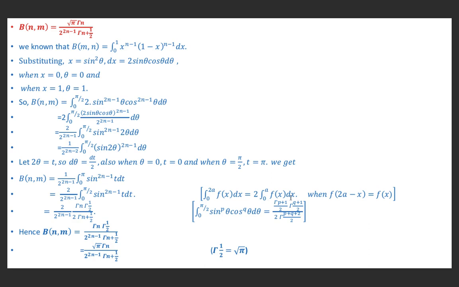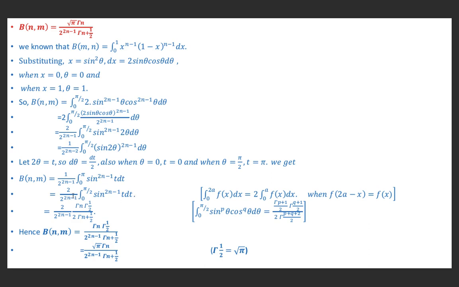Because integral 0 to 2a f(x) dx is equal to twice integral 0 to a f(x) dx by properties of definite integral whenever f of 2a minus x equals f of x. So here f of pi minus x is equal to f of x. It means instead of 0 to pi, we may write it 0 to pi by 2, and this is twice of this. But it is true only if f of 2a minus x equals f of x. So this term is 2 integral 0 to pi by 2 sine 2n minus 1 t dt.